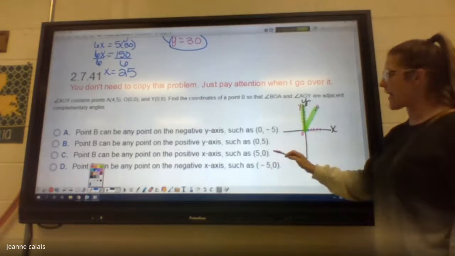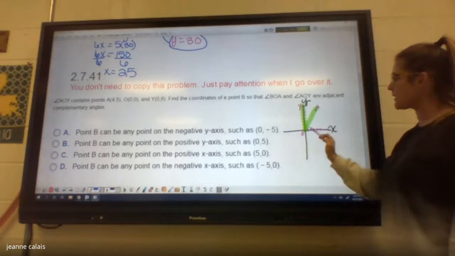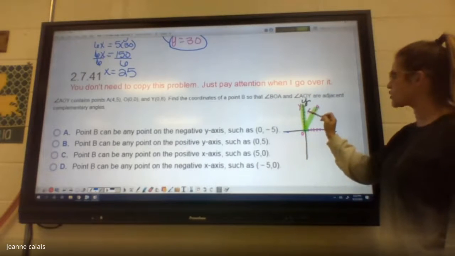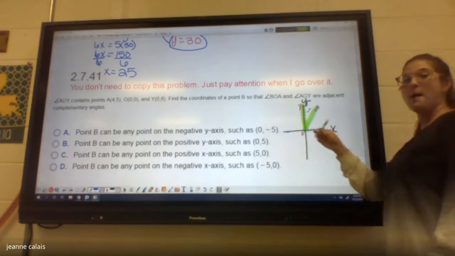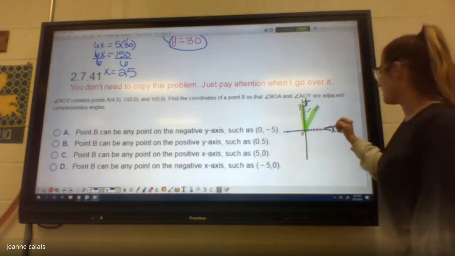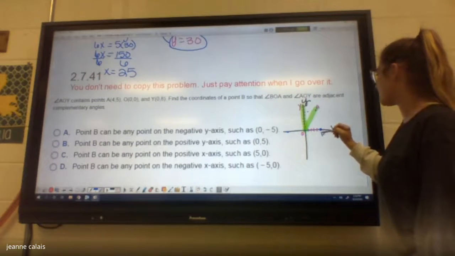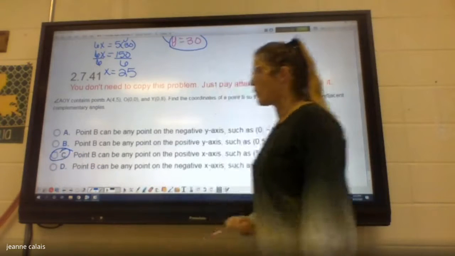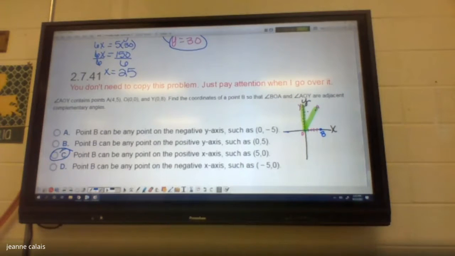So is it on the x so that it's positive, or should it go towards the negative? Think about that. Here's your angle here. You're already on the positive side. So B must be right here at (5, 0) on the positive direction.